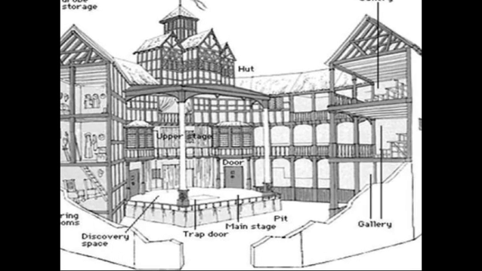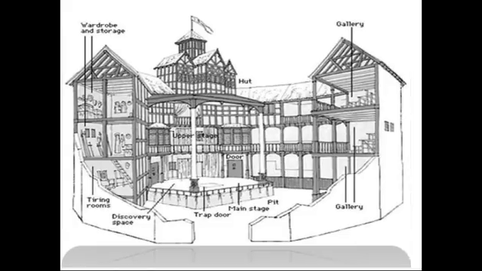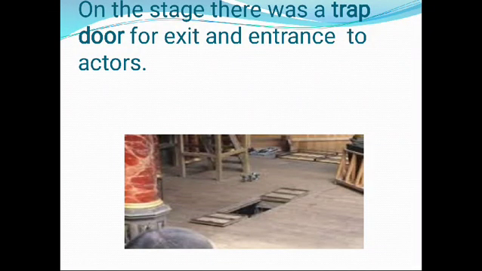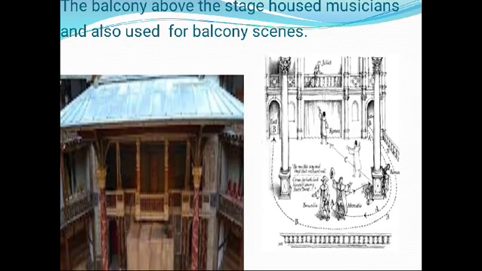When we go near the stage, we have the pit, the first gallery, second gallery, and the third gallery. In the middle of the stage, we have a trap door, which is used for the entrance and exit of the actors. Music played a main role in the plays in those days, because only through music they tried to attract the audience. The 2 main things were music and poetical dialogues. The musicians were placed in the balconies.